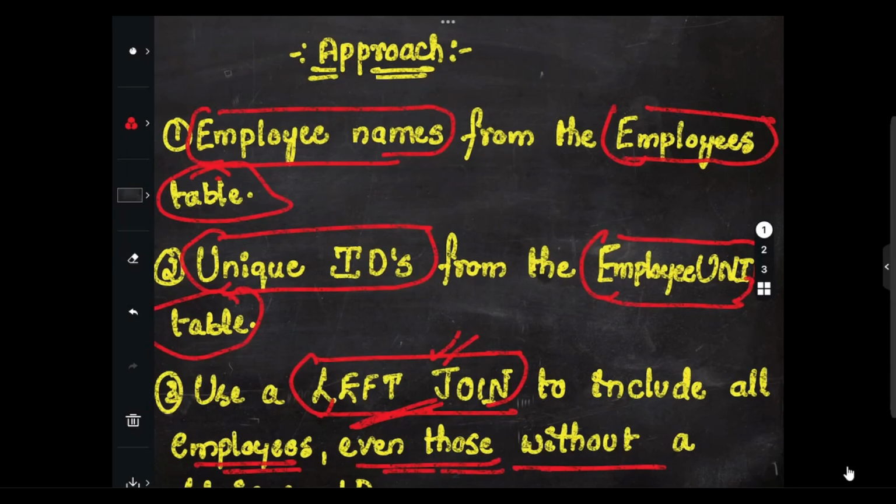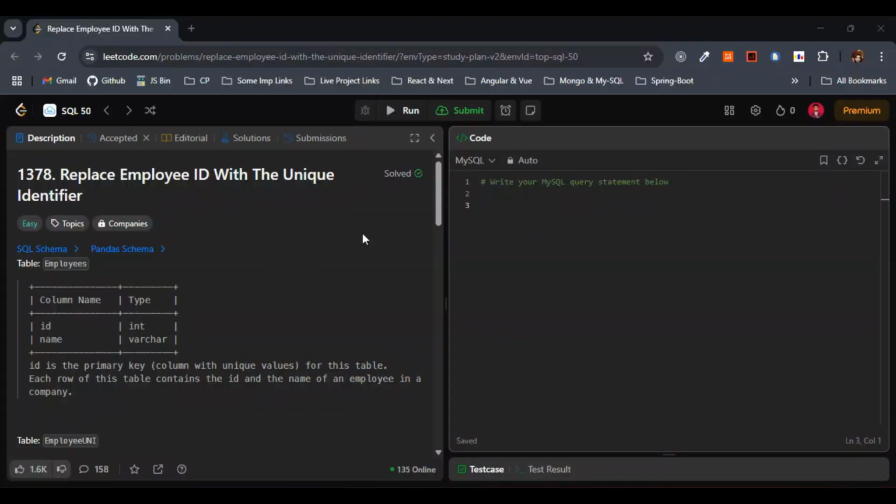Now let's start writing the query. First, as discussed, we will select the unique ID from the employee UNI and name from the employees. We have discussed this in the approach, so let's articulate it in the form of a query. Select employee UNI dot unique ID, comma, and also we have to consider name from the employees, so e dot name. From employees e, we will be using the alias e for the employee table.